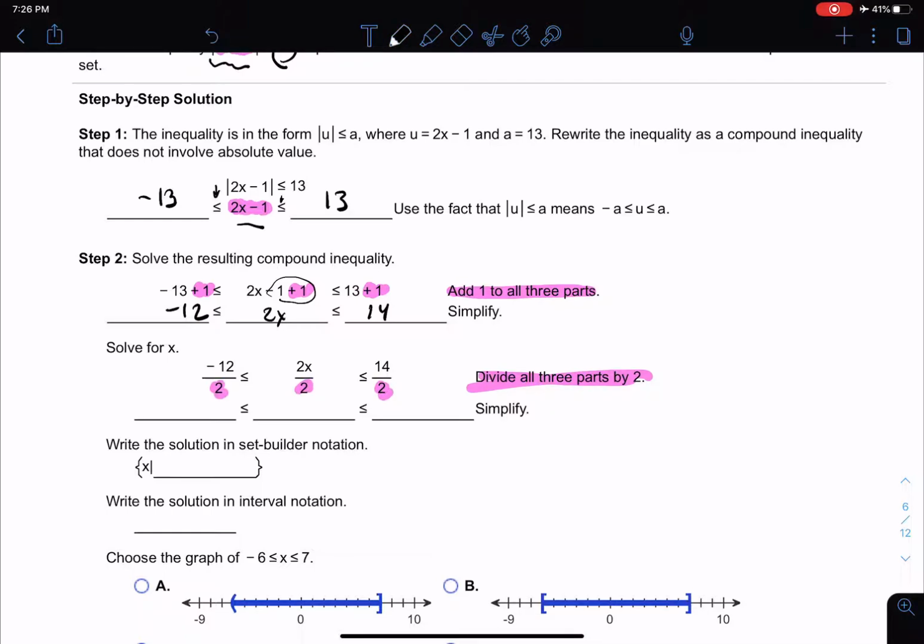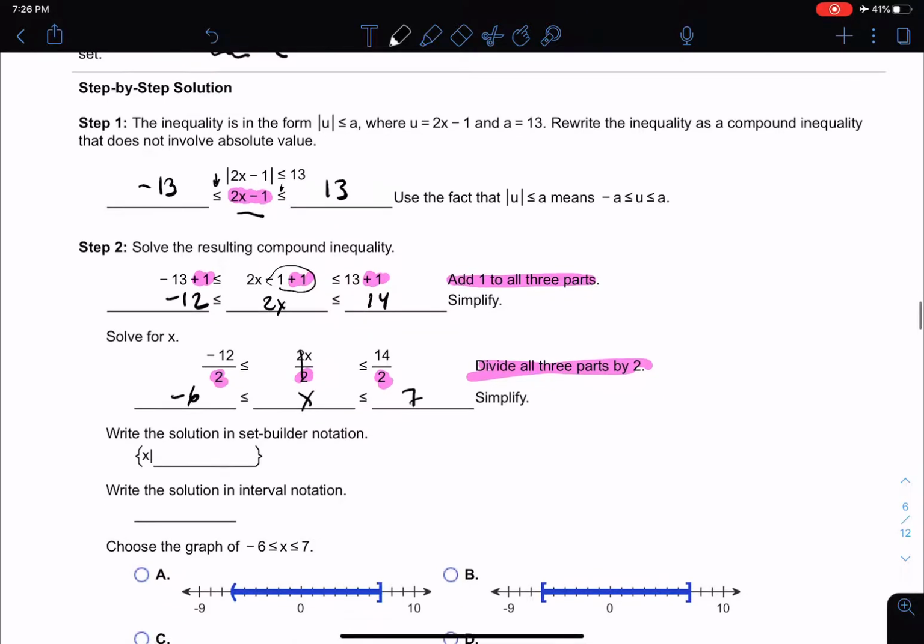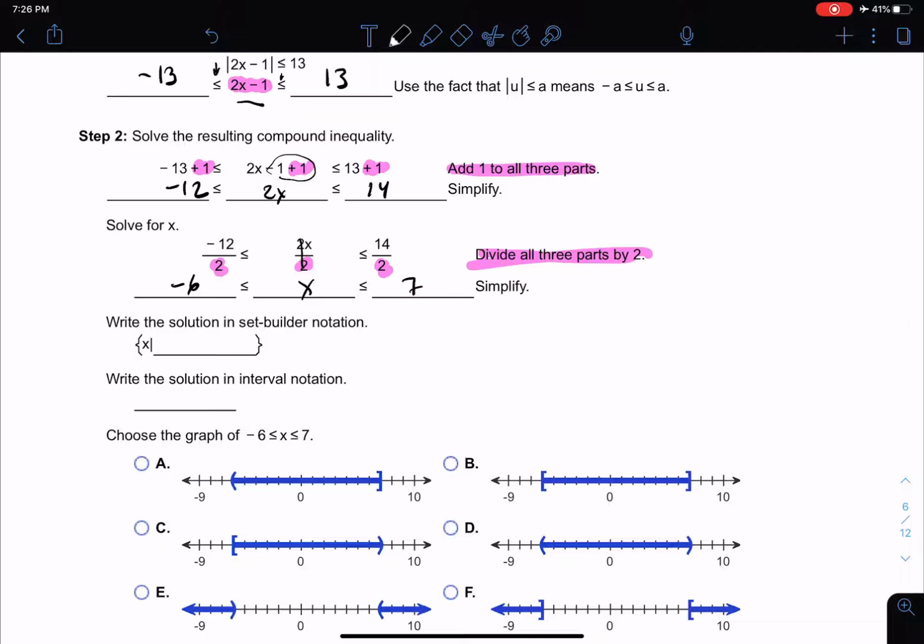Well, -12 divided by 2 is -6. 2x divided by 2 gives us just x. 14 divided by 2 is 7, and we got ourselves an answer. Done. Okay, they'd like us to write this in set builder notation.